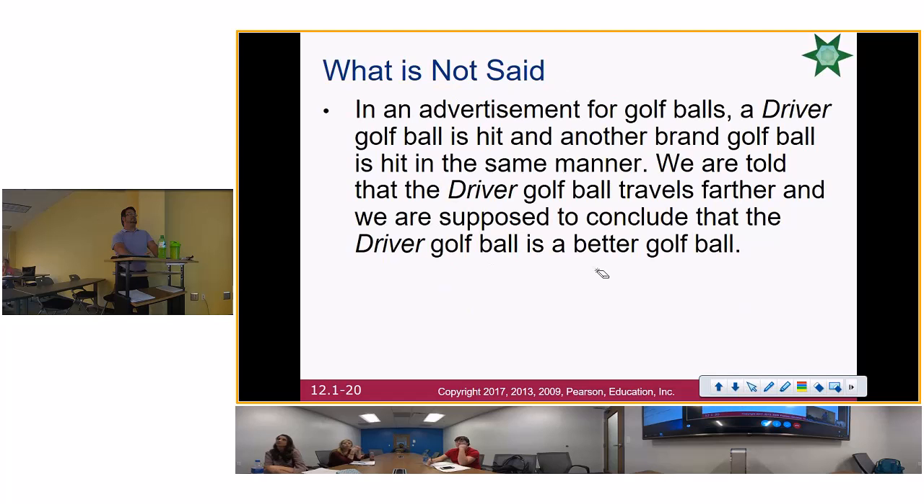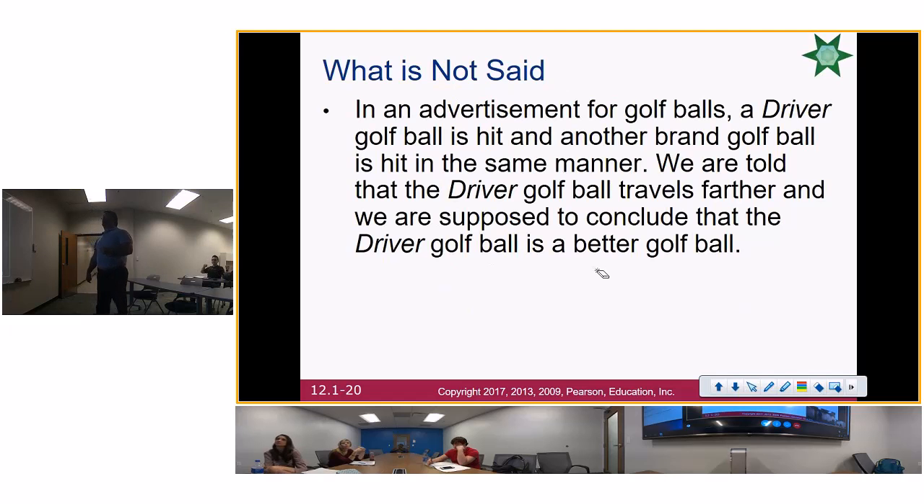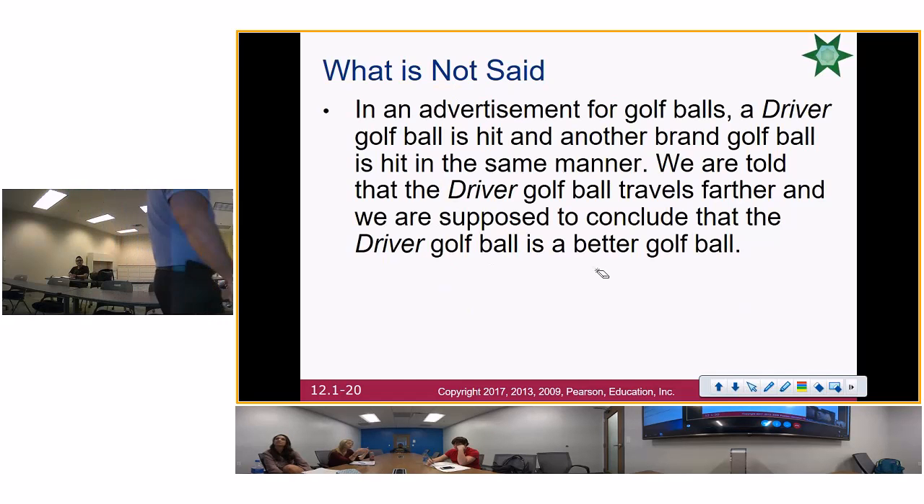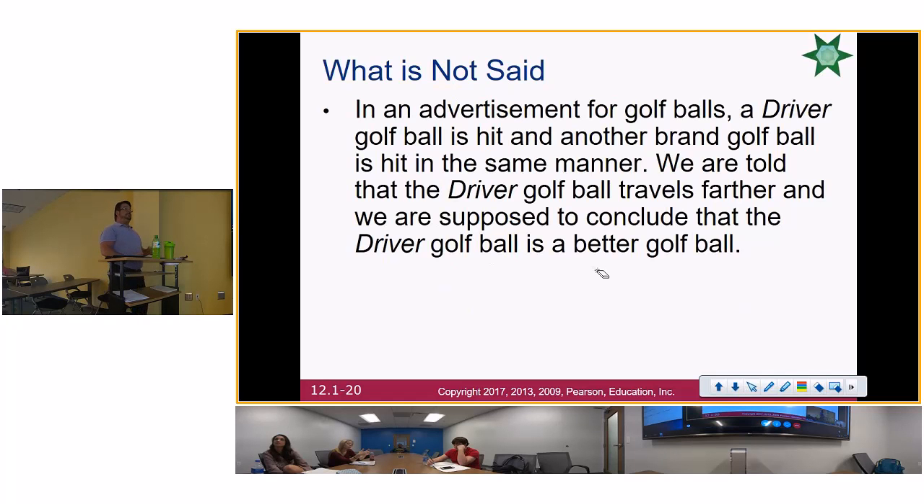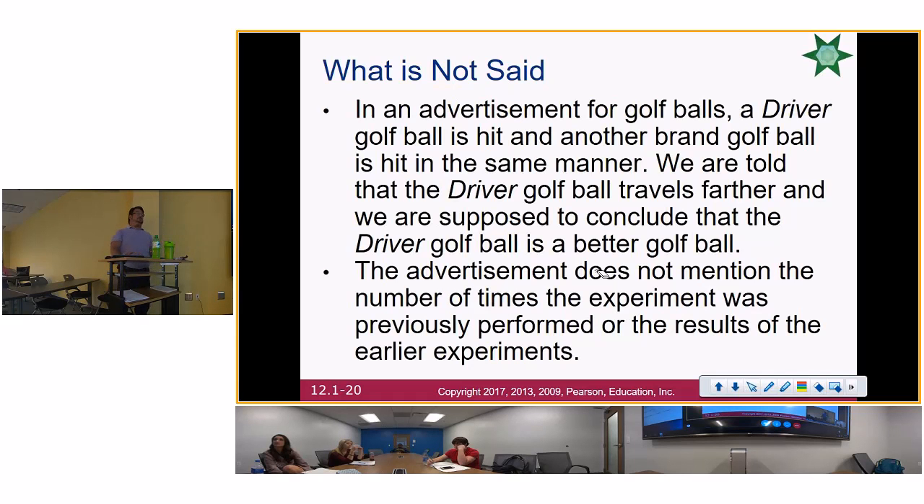In an advertisement for golf balls, a driver golf ball is hit and another brand golf ball is hit in the same manner. We are told that the driver golf ball travels farther, and we are supposed to conclude that the driver golf ball is a better golf ball. If you want to know something, all golf balls are pretty much the same. Just like baseballs. The advertisement does not mention the number of times the experiment was previously performed or the results of the earlier experiment.